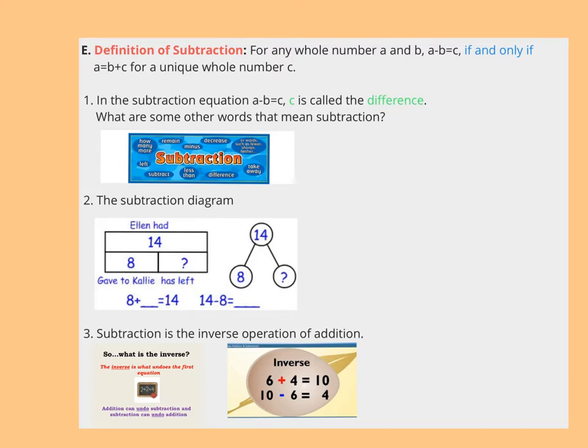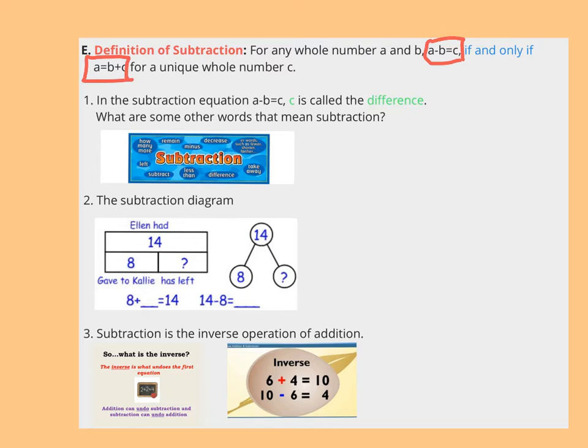Subtraction, you'll notice in the definition, is linked up to addition. For any whole numbers a and b, a minus b equaling c if and only if a is equal to b plus c for unique whole number c. So we can see that a minus b equaling c is connected to the fact that a is equal to b plus c. So we're relating the two, and we have this if and only if saying that this is true in both directions. If I have a is equal to b plus c, then I know that a minus b is equal to c.